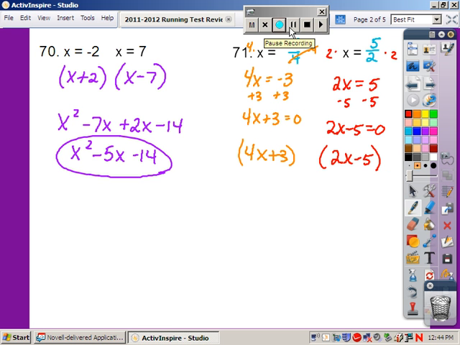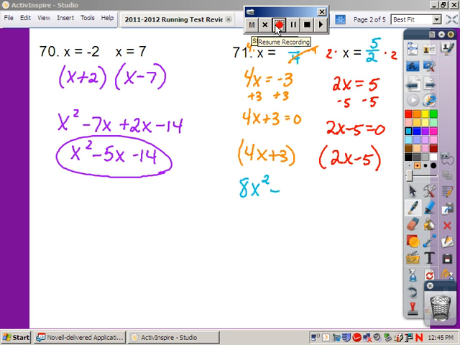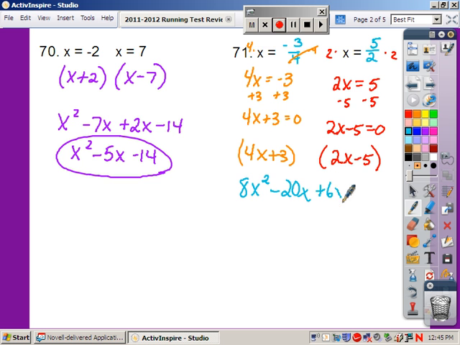So I'm finally at the stage where there are factors. Now what I'm going to do is use FOIL to multiply it together. So first terms are 4x and 2x, that's 8x squared. Outside is going to be negative 5 times 4x, that's negative 20x. Inside is going to be 3 times 2x. And last will be negative 15, 3 times negative 5. Clean this up, combine the like terms. And you are done.